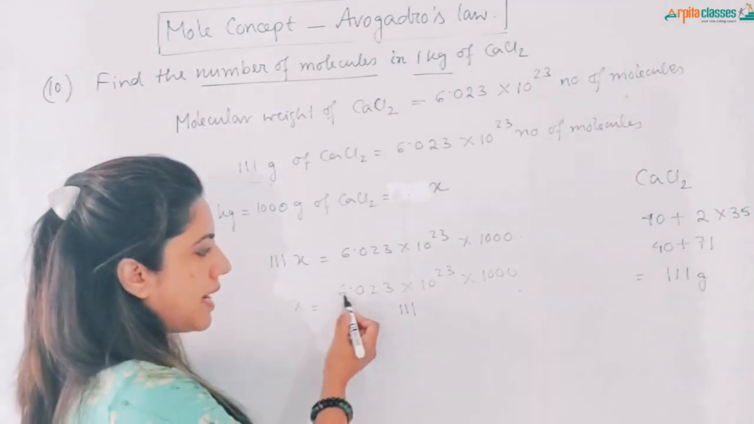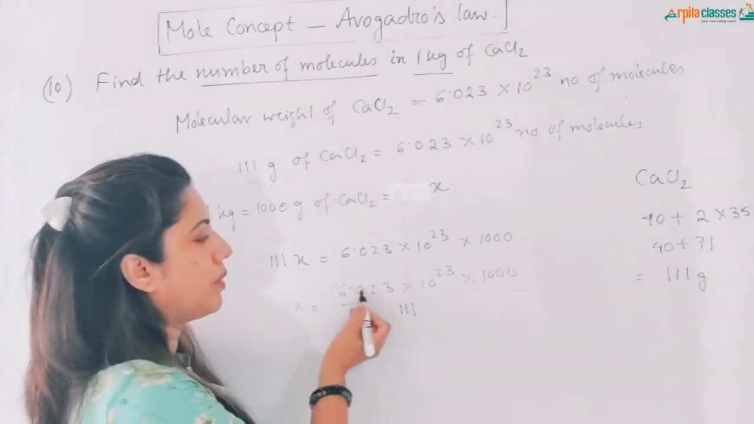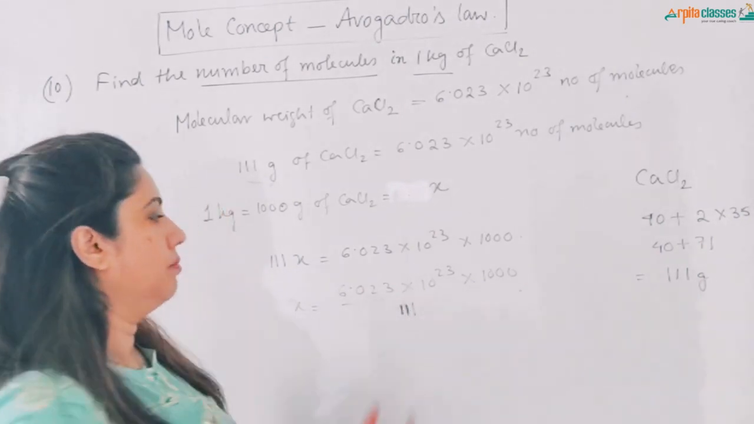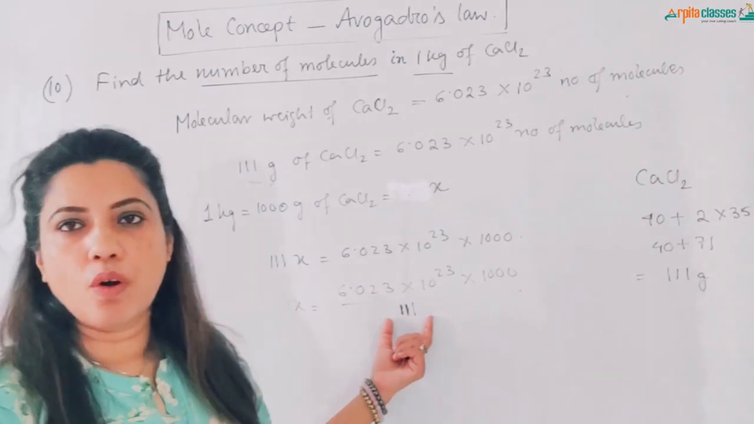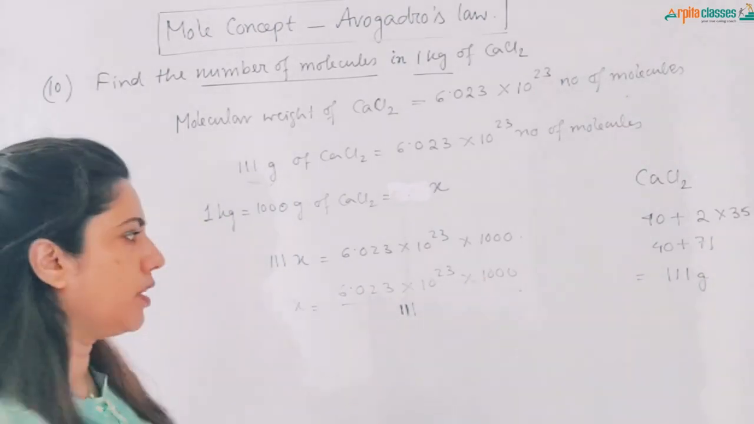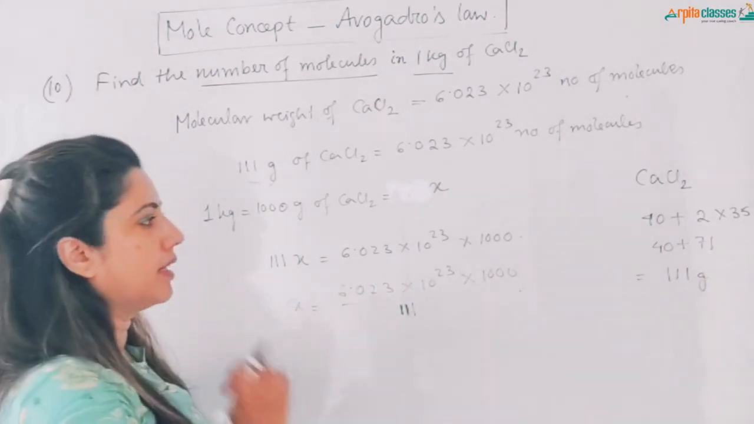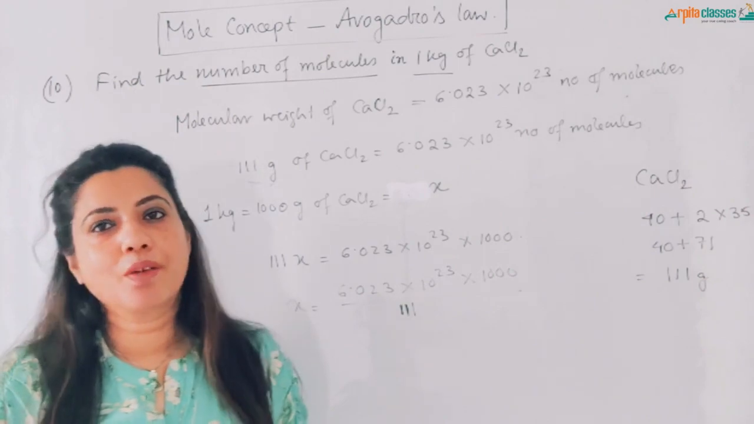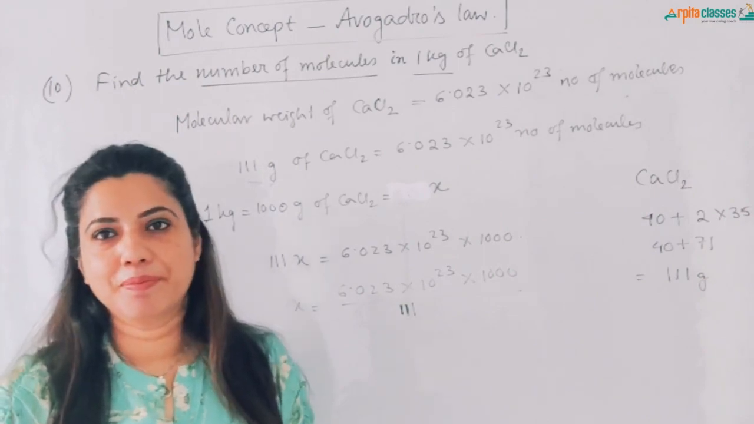You can put this as 6 instead of putting the whole thing 0.023, and instead of 111 you can put it as 110 or maybe 100 also, so that it gets cancelled and you get the calculation. Otherwise you can just divide and get the answer. So this was the 10th sum. Now let us proceed to question number 11.